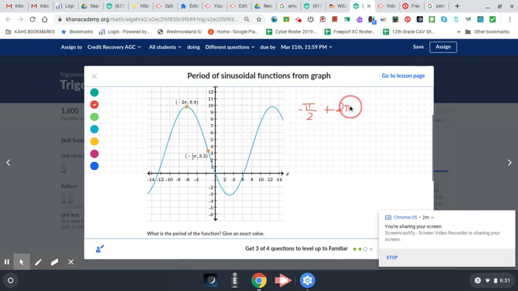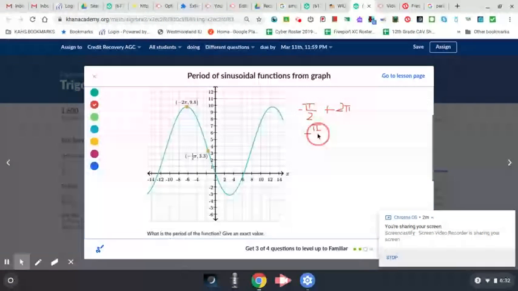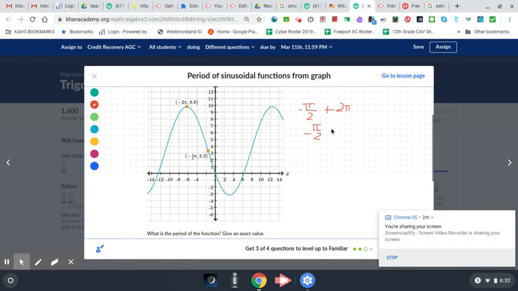So if we're subtracting fractions, negative pi over 2 or negative 1/2 pi. Sorry, I'm writing with my mouse. It's taking me a long time here.